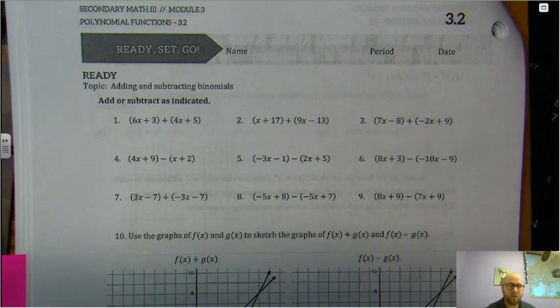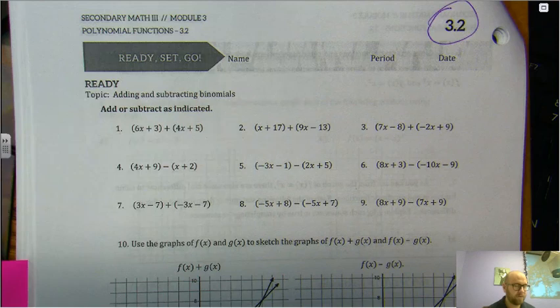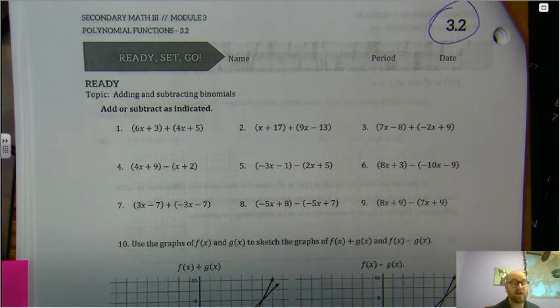Hello everybody and welcome to the homework helper for section 3.2. Alright, we're going to go ahead and get started with adding and subtracting binomials.